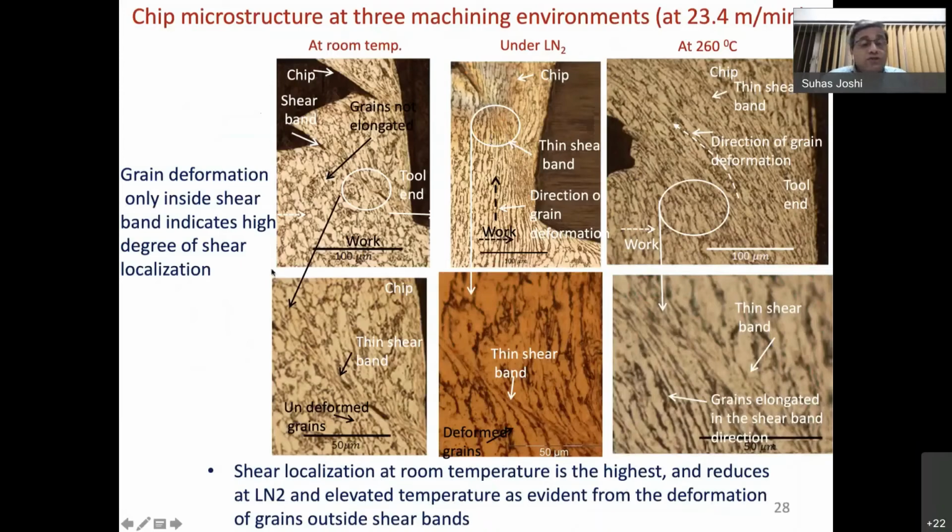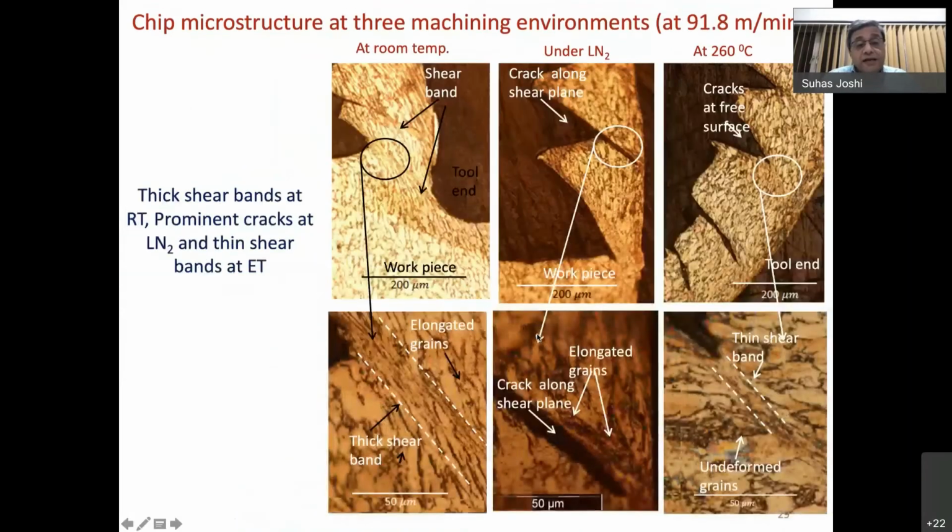At the lower speeds, at room temperature, generally the shear bands are thinner. You can say that at room temperature, high temperature, you get a band which is thin. Whereas at higher speeds of 98, 91, around 90 meters per minute, you get prominent cracks which are formed during LN2. So you can see that the chips are getting cracked during the machining process. As I said, the fracture becomes very prominent at higher cutting speeds.